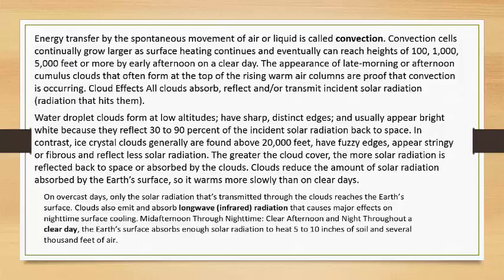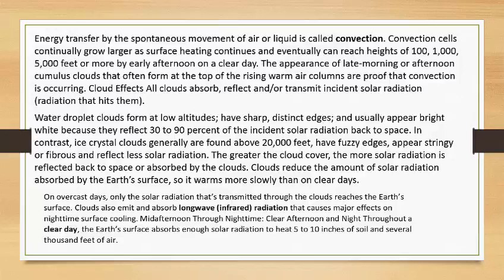In contrast, ice crystal clouds generally are found above 20,000 feet, have fuzzy edges, appear stringy or fibrous, and reflect less solar radiation. The greater the cloud cover, the more solar radiation is reflected back to space or absorbed by the clouds. Clouds reduce the amount of solar radiation absorbed by the Earth's surface, so it warms more slowly than on clear days. On overcast days, only the solar radiation that's transmitted through the clouds reaches the Earth's surface. Clouds also emit and absorb long-wave radiation that causes major effects on nighttime surface cooling.